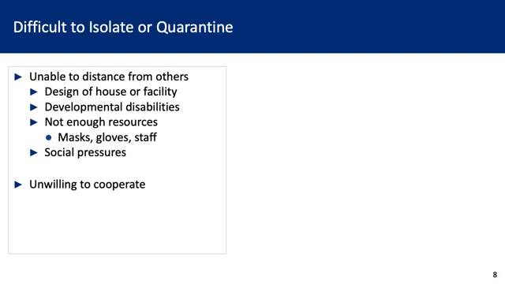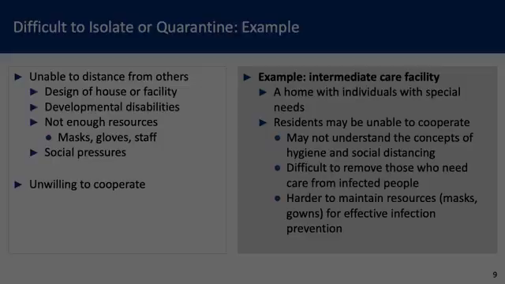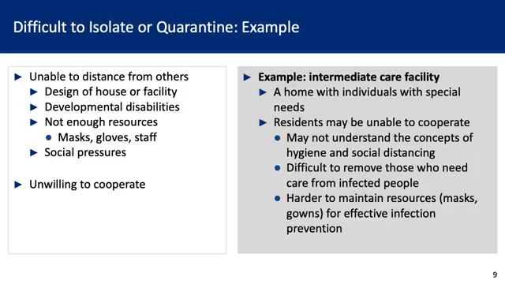So let's say one person is caring for 2 people, you don't have enough staff so that those people can be cared for independently. There could also be social pressures where they live, which makes it very difficult for them to keep a distance from others. Sometimes people may also be unwilling to cooperate, and that's another difficulty that you would want to notify your supervisor about. So one example of where it may be difficult to isolate or quarantine could be an intermediate care facility.